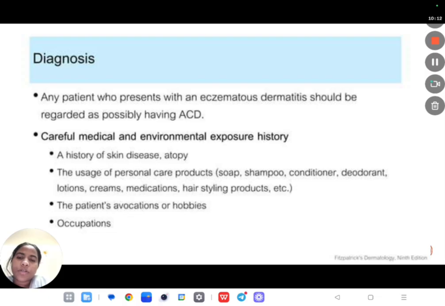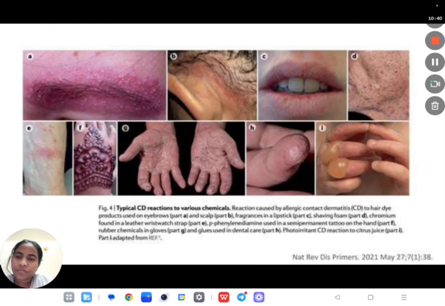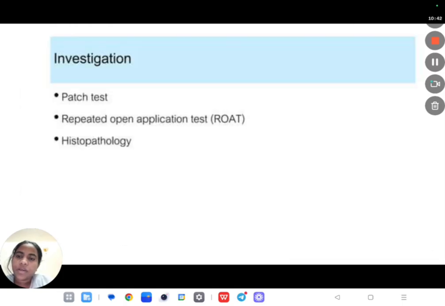For the diagnosis, any patient who presents with eczematous dermatitis should be regarded as possibly having ACD. Then we should take a careful medical and environmental history: history of skin disease, such as atopy, the usage of personal care products like soaps, shampoos, conditioners, deodorants, creams, hairstyling products, etc. The patient's avocations or hobbies, and then occupation. Investigations include a patch test, the repeated open application test, and histopathology.